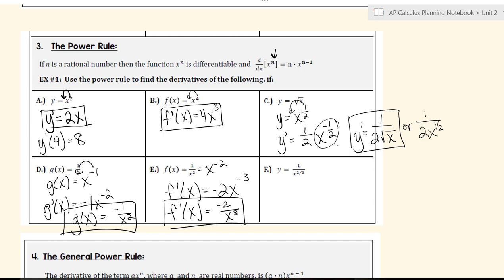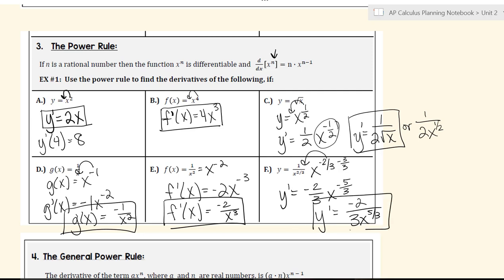Last one here. I'm going to rewrite this as x to the -2/3. Same thing, y prime equals -2/3 x to the, oh boy, I need to subtract, so if I do -3 over 3, that's -5/3. And then we rewrite that for a positive exponent, and I'm going to say y prime equals negative 2 over 3x to the 5/3. And guys, it is as simple as that.